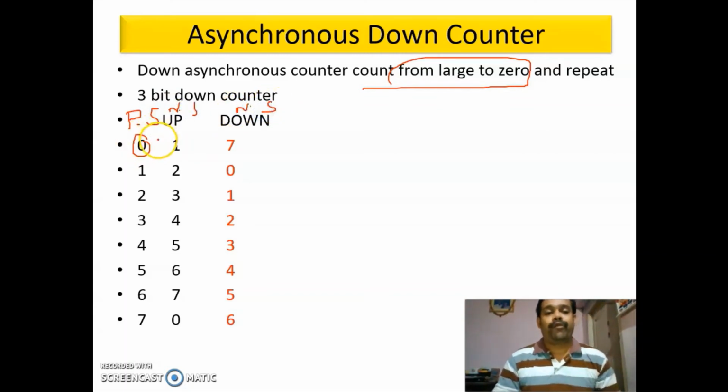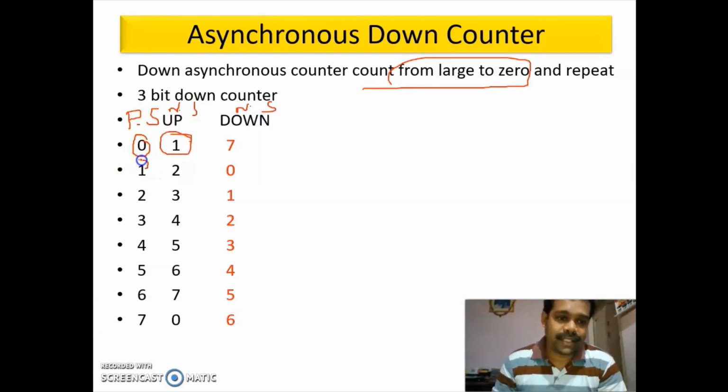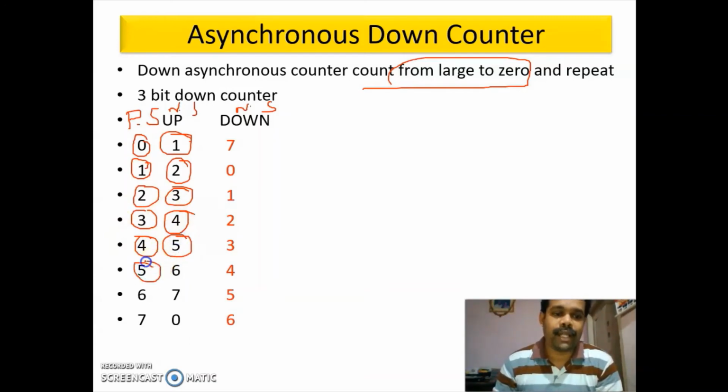Now, if the present state is 0 in an up counter, the next state is 1. If the present state is 1 in the up counter, the next state is 2. If the present state is 2 in an up counter, the next state is 3. If the present state is 3, it is 4. If the present state is 4, it is 5. If the present state is 5, it is 6. If the present state is 6, it is 7. If the present state is 7 in an up counter, it is 0.